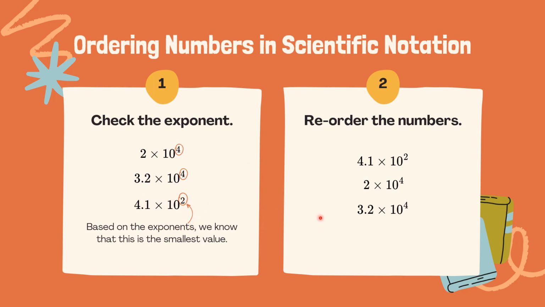So long story short, when ordering numbers in scientific notation, the first step is to look at their exponents, right? The smallest exponent is the smallest number. All right, and that's all you got to do. We'll talk about when they have the same exponents on the next slide.